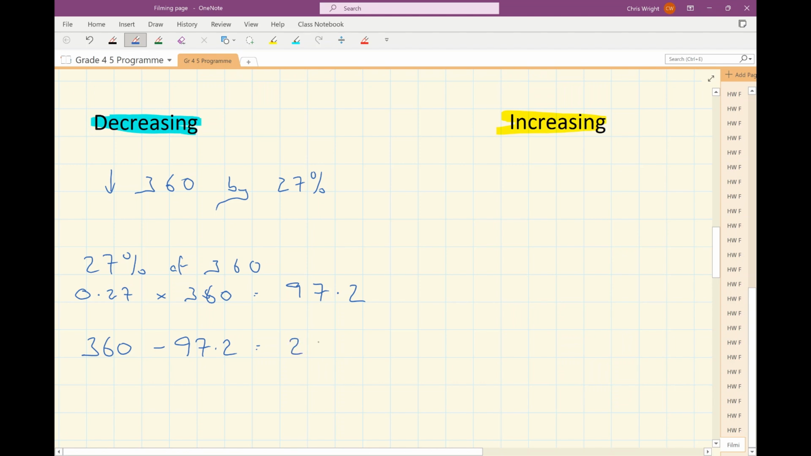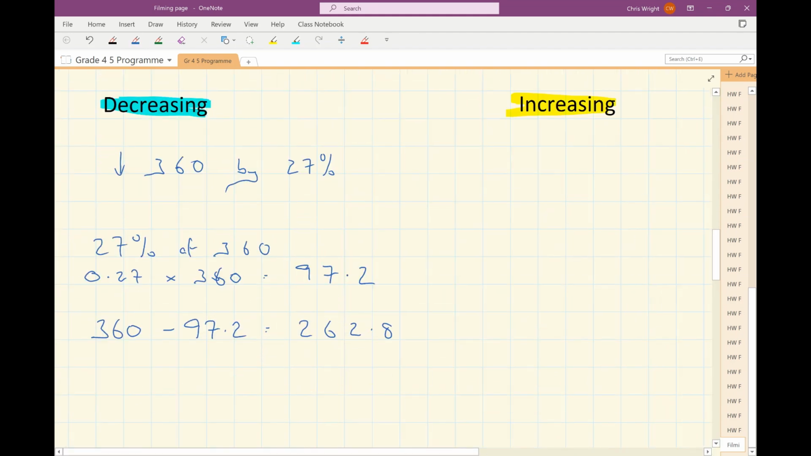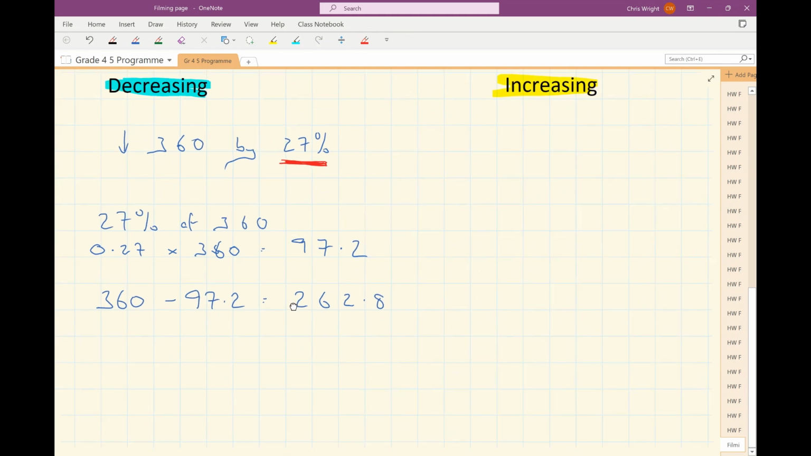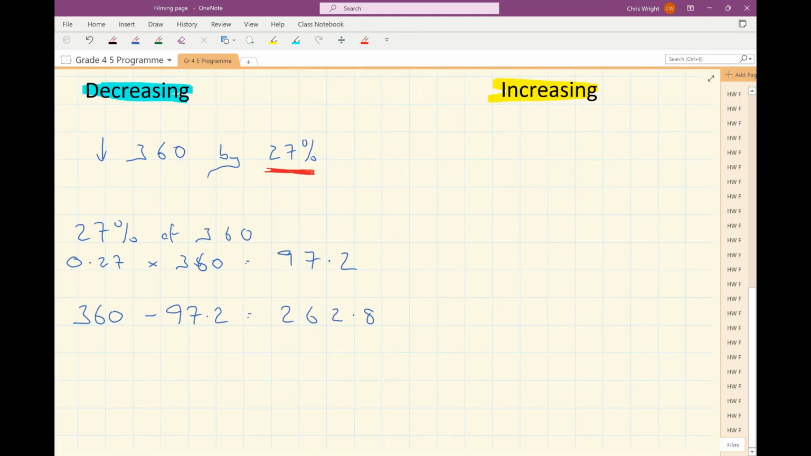to give me my answer of 262.8. Okay, so decreasing, the two-step method would be to find the amount of the decrease, 97.2 in this case, and then subtract it away. Now, the one-step method is to say this. If I'm decreasing by 27%, what percentage is remaining? Well, if you knock 27% off something, if I do 100 minus 27, I get 73. So if I'm going to subtract 27% away, I'm going to have 73% left.